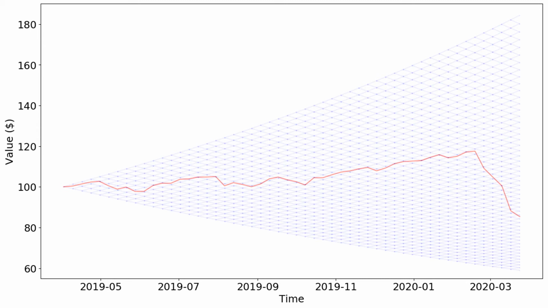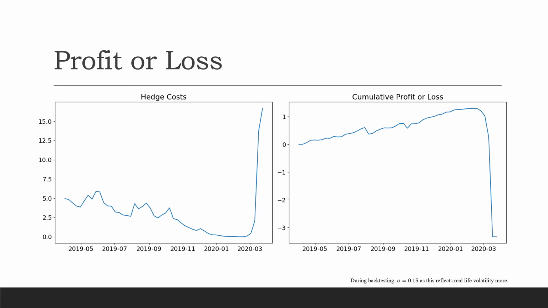For example, if the stock market moved perfectly according to one of our projected paths, we would have 0 profit or loss. As you can see, during the stock market crash of March last year, the path severely veered off of our projections, and we suffered some loss as a result. Our hedging strategy was not perfect, as we could not project the increased volatility of the market at the time, and thus we had a resulting loss of $3.33.